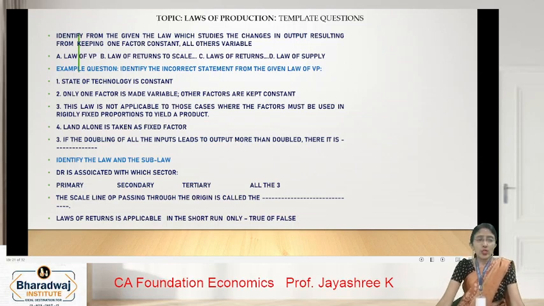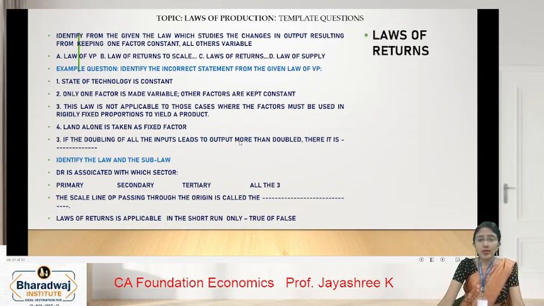Okay, question 1. Identify from the given law, the law which studies changes in output resulting from keeping one factor constant, all others variable. Answer is laws of returns. Under law of variable proportion, one factor is kept variable, others are fixed. Exactly opposite is laws of returns, where one factor is kept fixed, all others are variable.